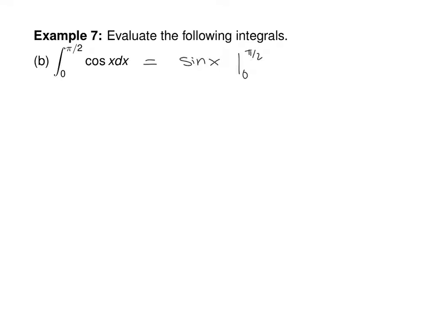0 to pi halves. So that will equal sine of pi halves minus sine of 0, which is uno, right? 1 minus 0. Sine of 0 is 0. It's less confusing than the previous part, and I can actually explain why that other part is true using this. So I'll do that at the end.